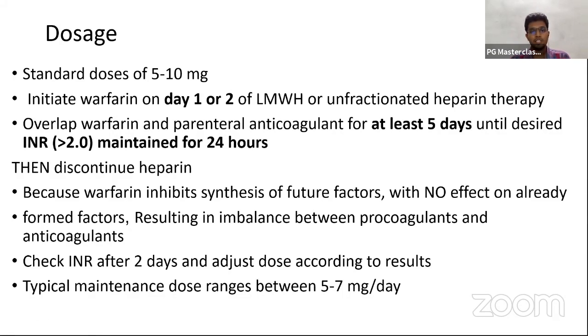This causes an imbalance between the procoagulants and anticoagulants. The factors which are already present in the blood supply are not inhibited by warfarin. It takes time for inhibition of the future factors, which causes a hypercoagulable state, and there can be further progression of the thrombus. We check INR after 2 days and adjust the dose accordingly to the expected results. The typical maintenance dose ranges between 5 to 7 milligrams per day.